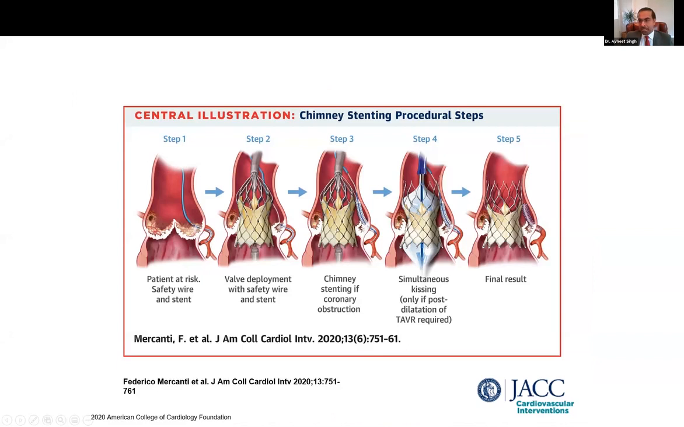Depending on the scenario, if you think that the valve is definitely going to obstruct the coronary arteries, you may deploy the stent preemptively. Or you can have a stent parked in the coronary artery, deploy your valve, and if the valve is obstructive, then you can just pull the stent back and deploy it, and deal with the coronary arteries later on.